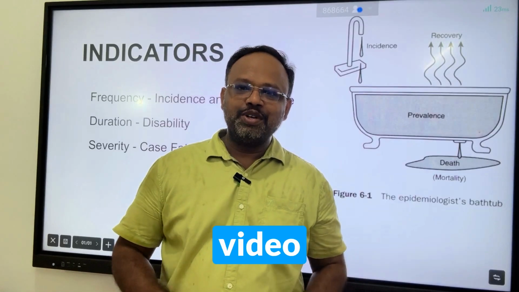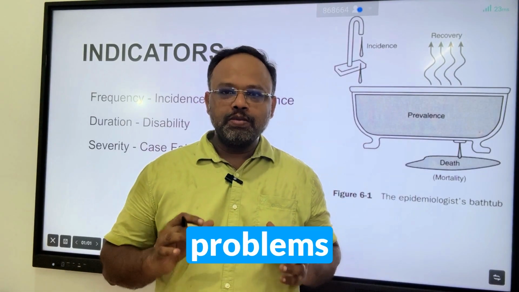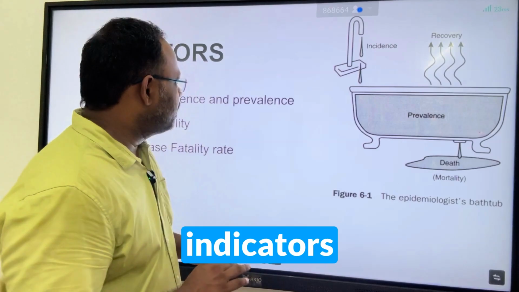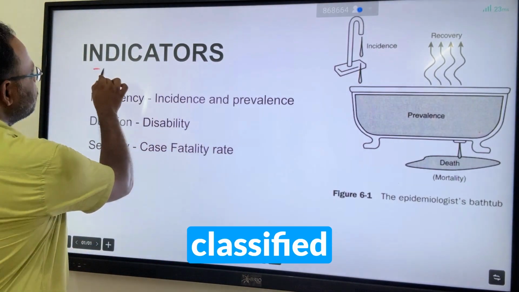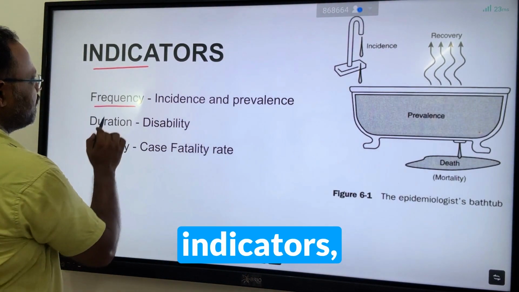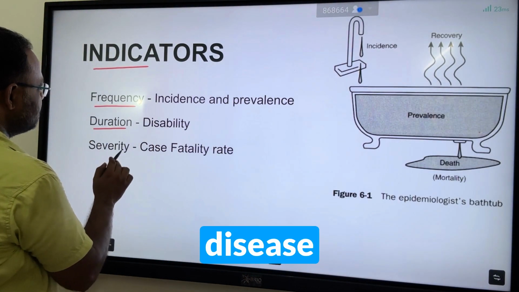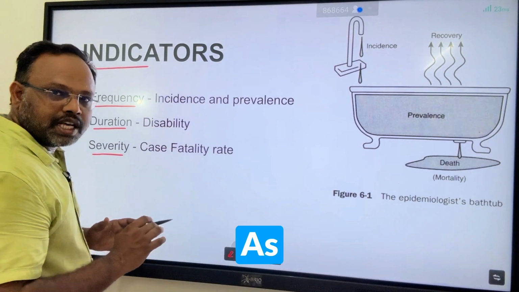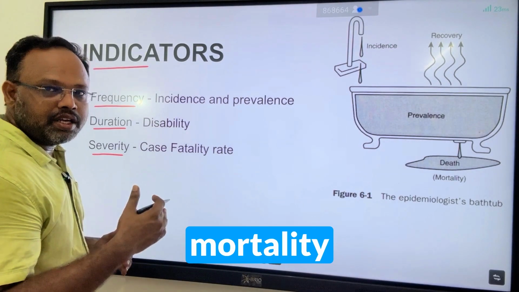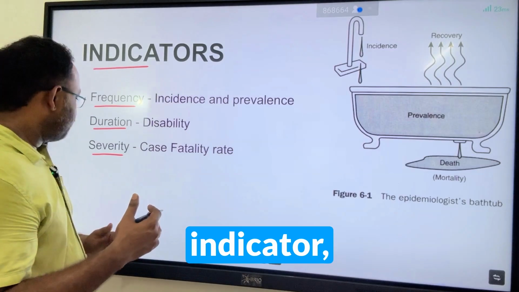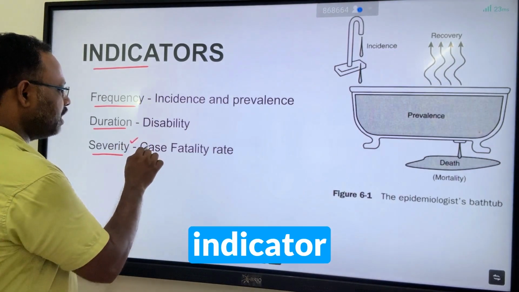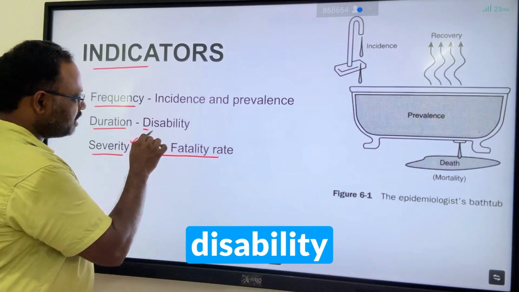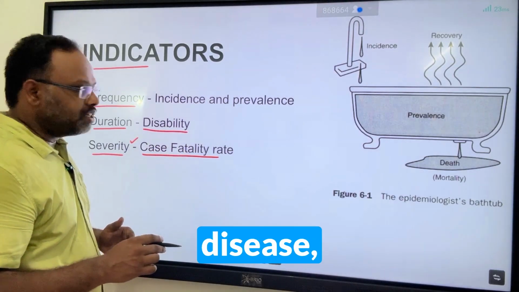Hello all, in this video we are going to see about problems of morbidity indicators in community medicine. So the morbidity indicators can be classified into frequency indicators, duration of the disease indicators and severity of the disease indicators. As we have seen in the previous mortality indicator, we have seen this severity indicator as case fatality rate. It is indicated by the disability rates of the disease.